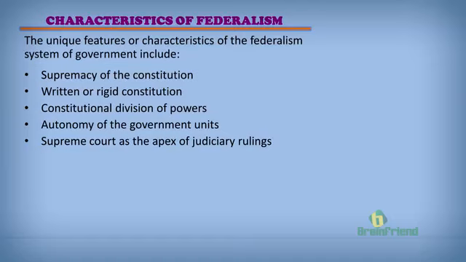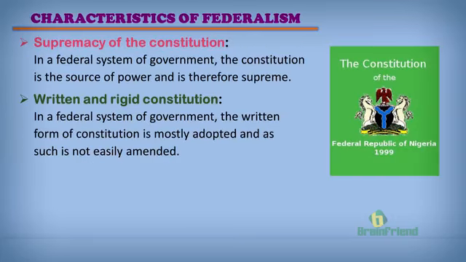Some of the features we are going to be considering today are supremacy of the Constitution, written or rigid Constitution, constitutional division of powers, autonomy of the government units, then Supreme Court as the apex or the highest form of judiciary rulings. Now, in a country where you see all of these being practiced, it is safe for you to say that country is practicing the federal system of government. Let's take a look at them one after the other.